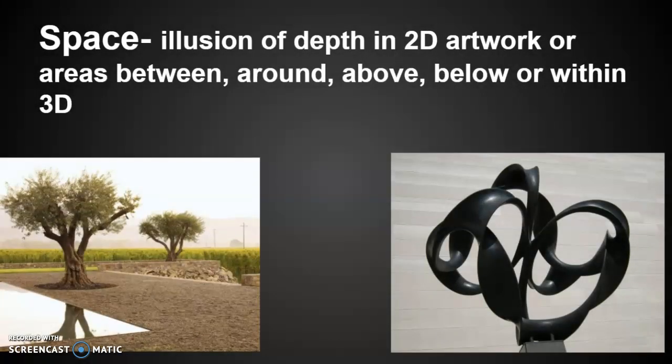Space. Okay, so this is the illusion of depth, making something look like there is more space there, putting something closer to you and something further away, something that's big and little, and making it look like there is the illusion of depth. Okay, so you can see with those trees.